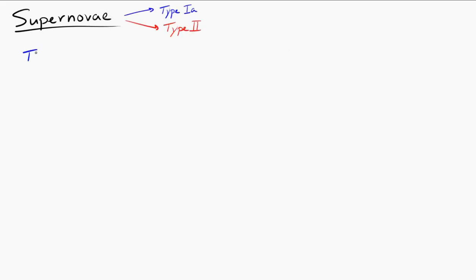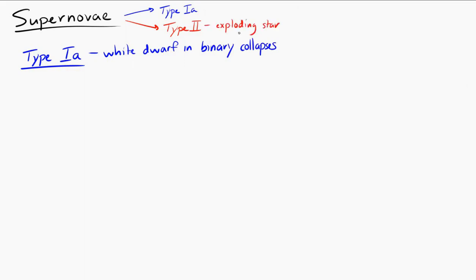And now let's look at supernovae. We're going to look at two different types, type 1a and type 2. Type 1a are when a white dwarf in a binary collapses, and type 2 is the classic exploding star which produces a neutron star or a black hole. Let's look at type 1a first.